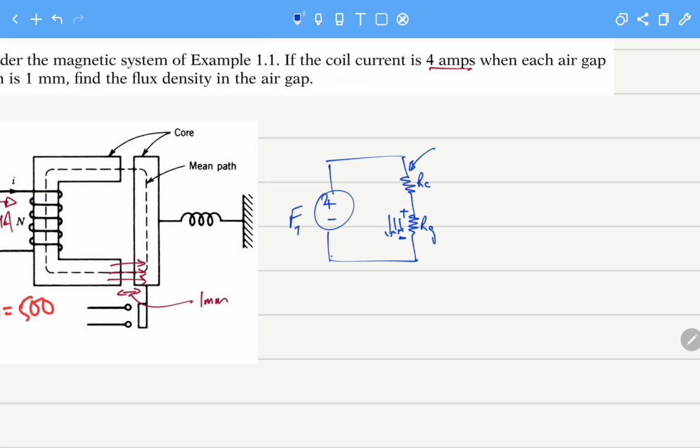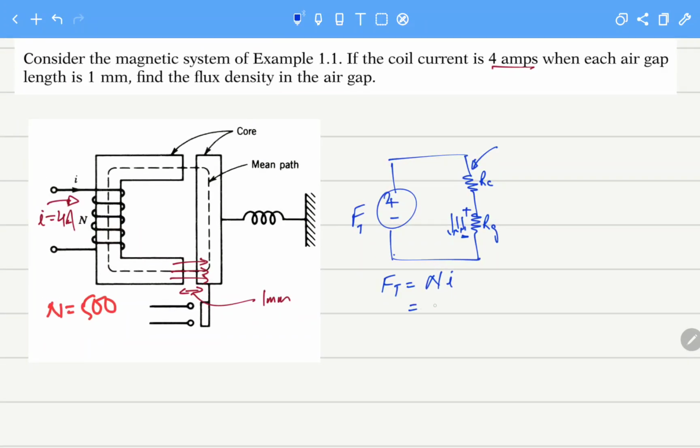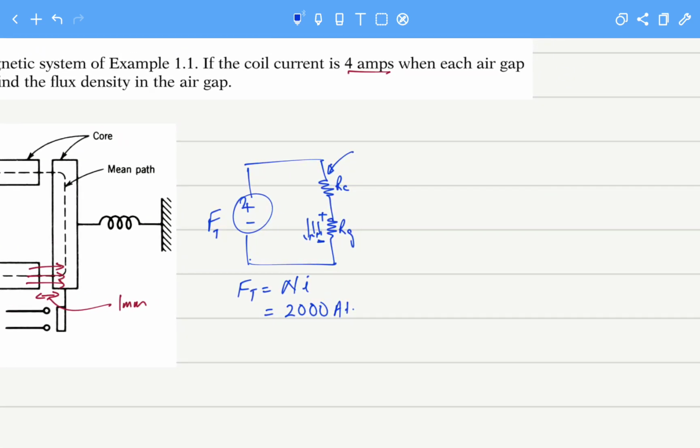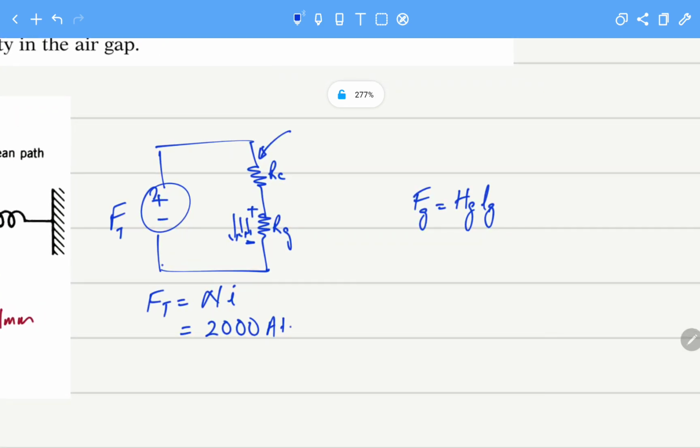So let's look at what the total magnetomotive force in our system will be. We have a current of 4 amperes flowing, and the total will be 2000 ampere-turns. So the MMF is 2000 ampere-turns, and we also know that for the air gap, Fg equals Hg into Lg, where Lg is the length of the gap.